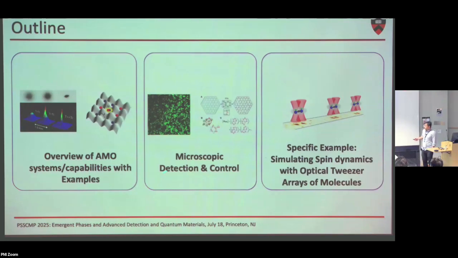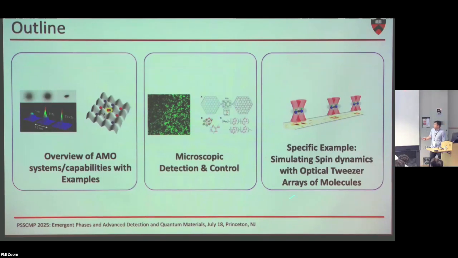First, I'll tell you an incomplete survey of capabilities with some notable examples over the years of doing quantum simulation with neutral atoms. Then, in the spirit of this theme of advanced detection, I'll talk about a recent development in the past 15 years or so that is still ongoing on gaining better detection and control over these AMO systems, specifically gaining detection and control down to the single particle level.